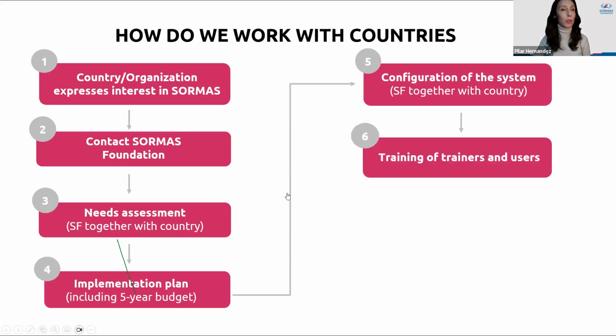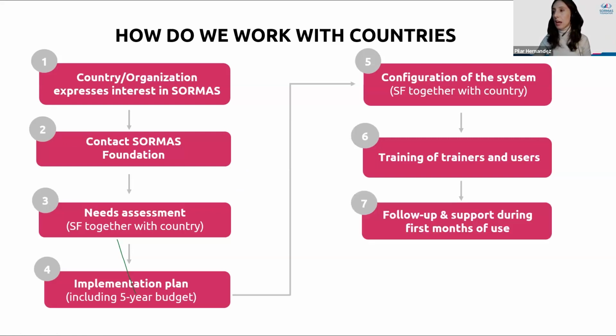Then we usually do training of trainers. We embrace the training of trainers as a cascade strategy for sustainability. So we always start with the training of trainers, and then usually we support the trainers that have been trained in their first trainings to the users so that the cascade can follow smoothly. Then after that, countries start using the tool. We follow up for the first months because that is usually when there are some questions, until everything is clear and the countries are independent from our support.